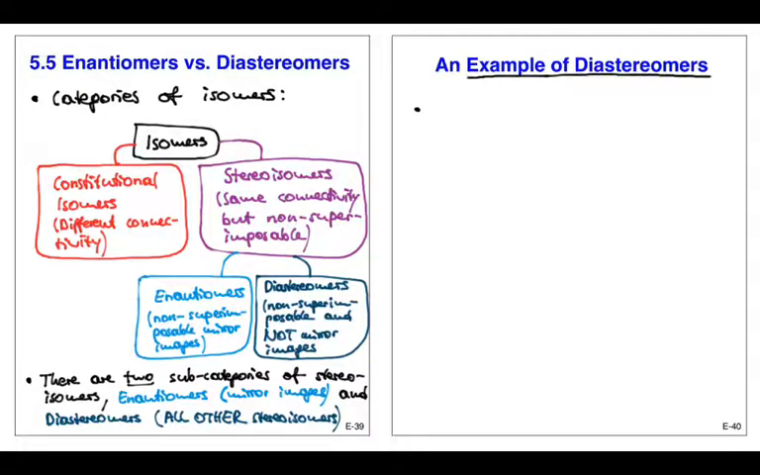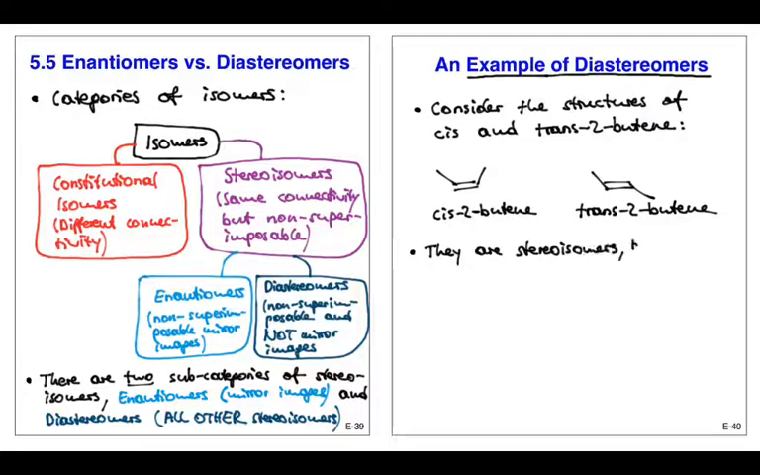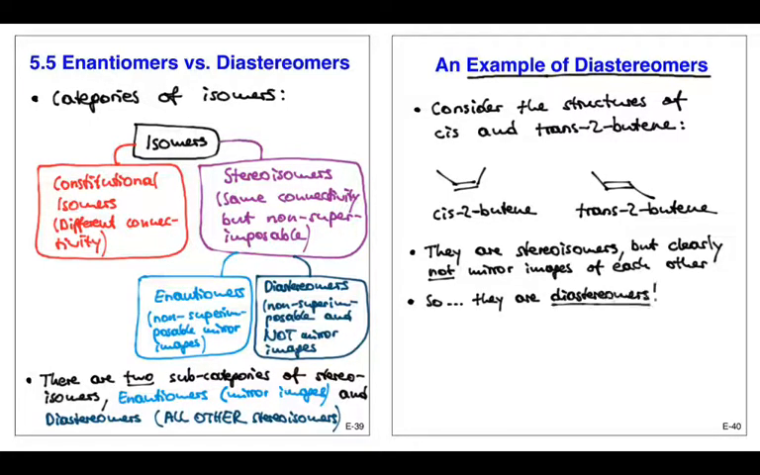An example for diastereomers would be cis and trans 2-butene, which we have also seen in lecture already. So here's cis-butene, trans-butene, and these two structures clearly are stereoisomers, but they're not mirror images. And this is why they are classified as diastereomers. Sometimes the formal name actually is not diastereomer, it's called diastereoisomer, but I will accept diastereomer.